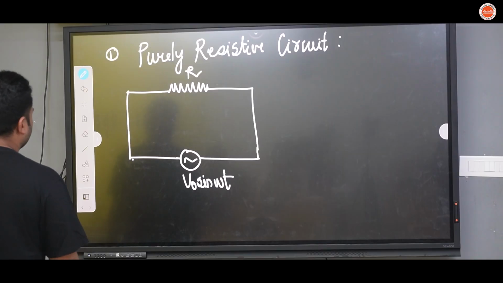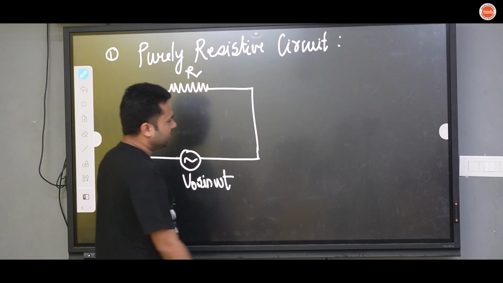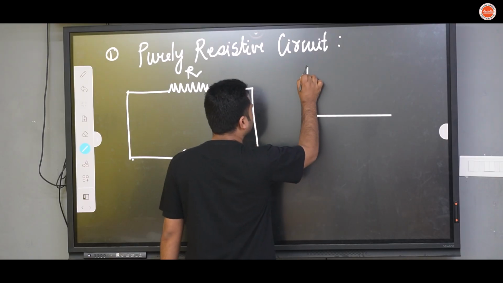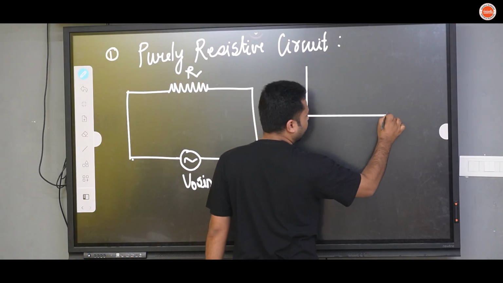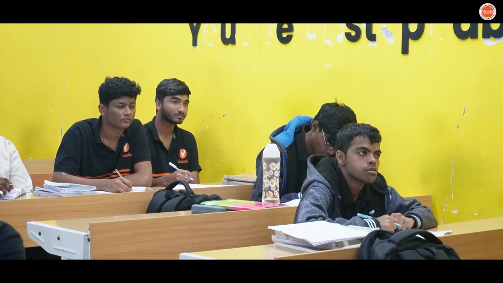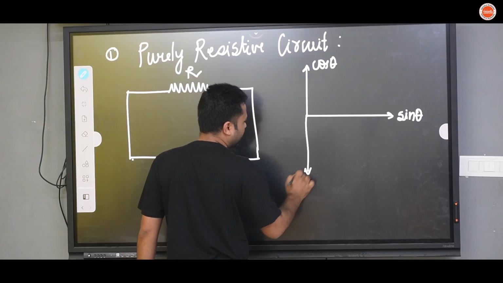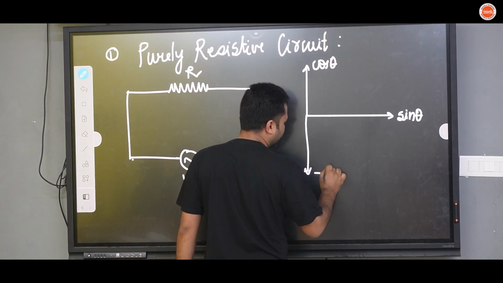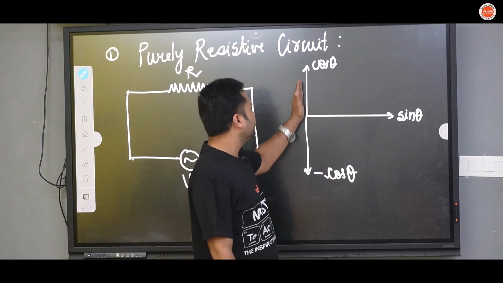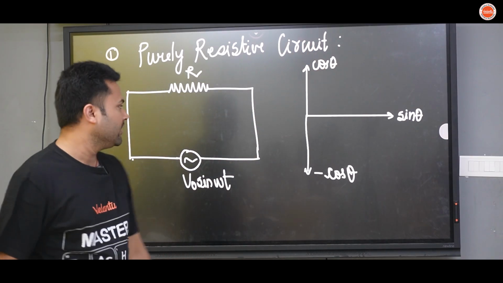Correct? See, last class I told one more thing, that if I draw these small things, you should remember always. If I draw like this sin theta, then this vector will be what? Cos theta. And what about this vector? This will be minus cos theta. Correct? If this vector represents sin theta, this vector will represent cos theta, and this vector will represent minus cos theta.